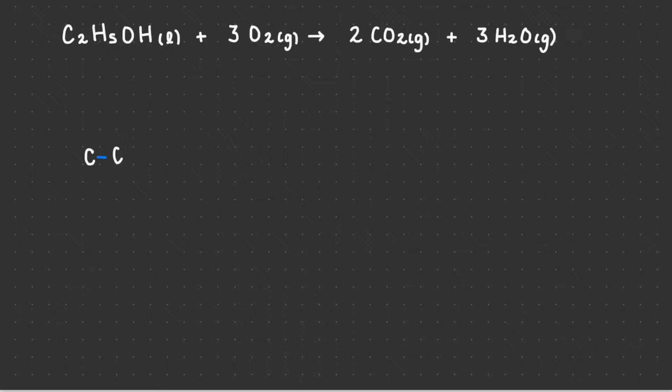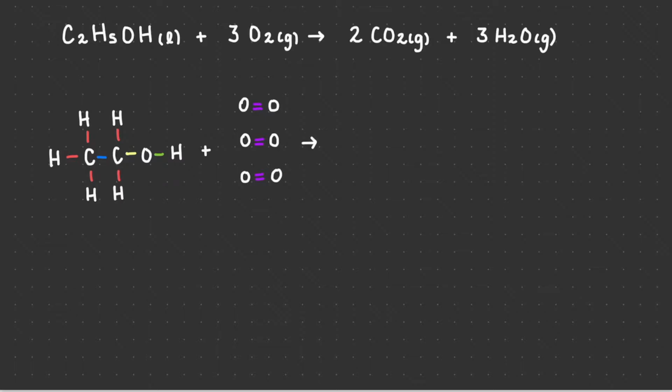We're going to start by drawing the Lewis structures for each of our compounds. I'm going to represent each bond with a different color so that we can later sort the types of bonds present. For any molecule with a coefficient of more than 1, I'm going to draw it more than one time, as we're going to be counting the number and type of each bond present in the reaction.